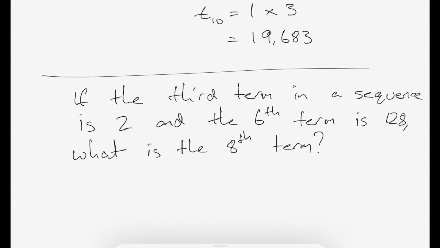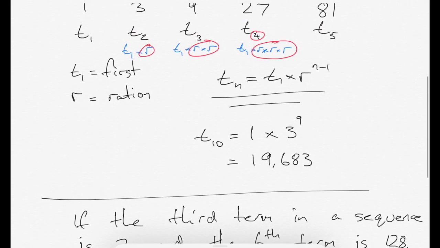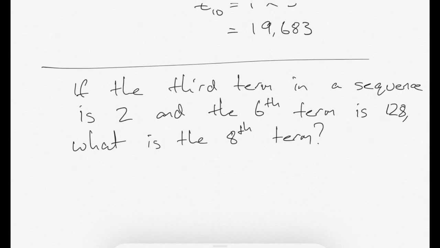So let's write down what we know. Before we go any further, we'll write down this formula again, just down here where I can see it nice and handy: Tn, the nth term, is equal to our first term multiplied by r to the power of n minus 1. What have we got in this particular case?